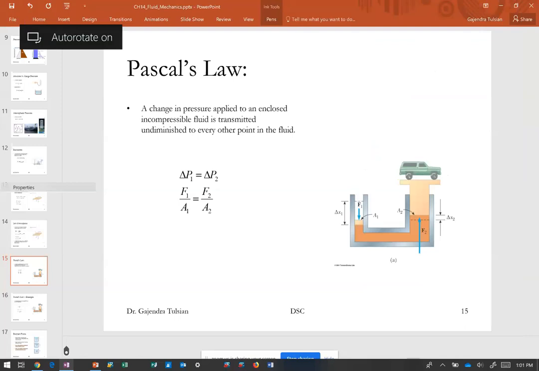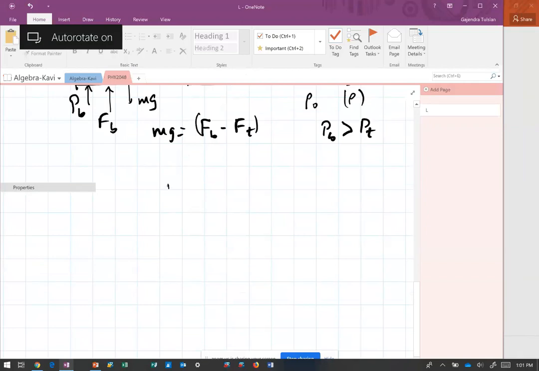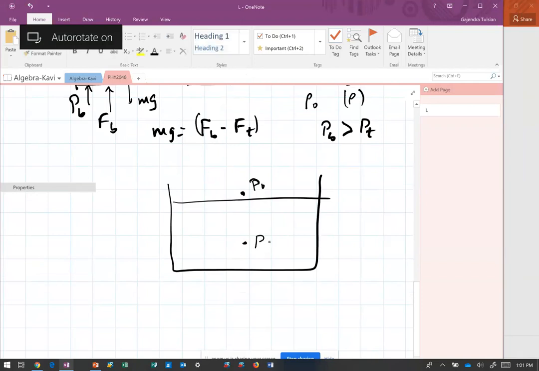All right, so the first important thing you learned about fluid at rest was that, so here's a fluid at rest. And at this point, the pressure is atmospheric pressure, and as you go deep in the fluid, the pressure at this location is atmospheric pressure plus rho GH. Okay.